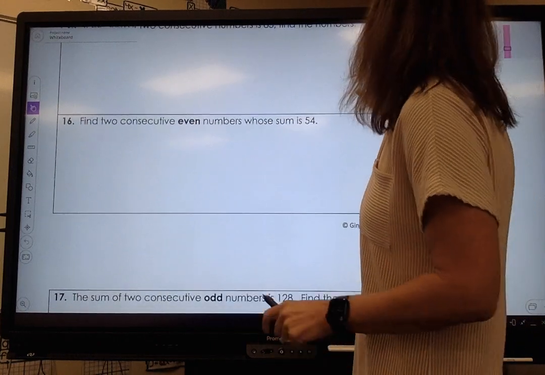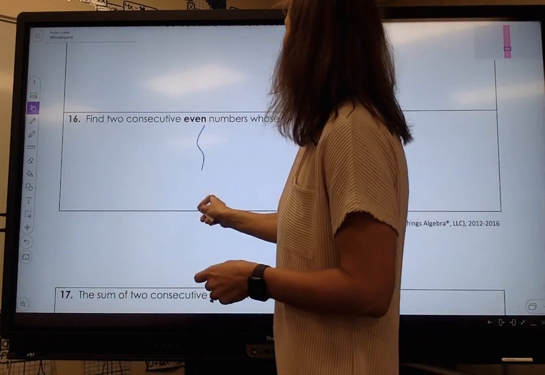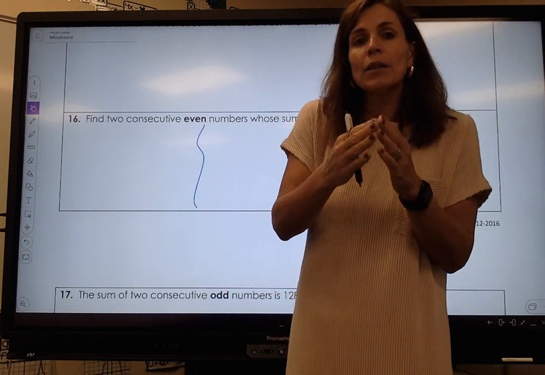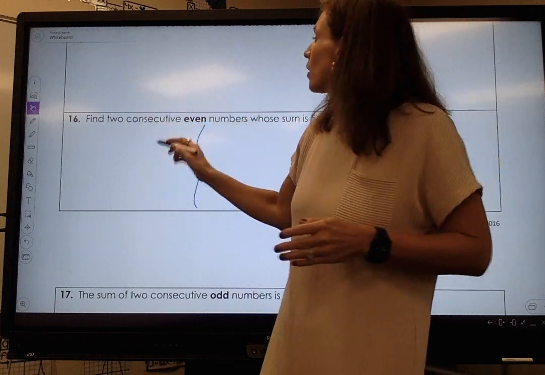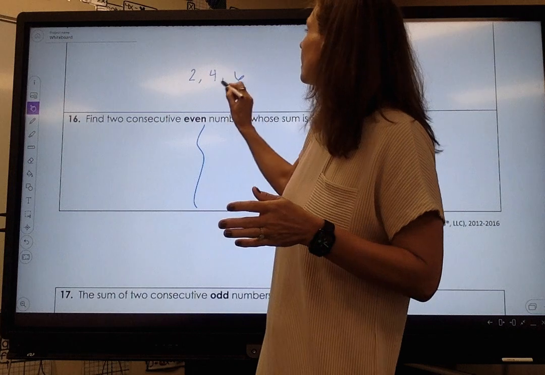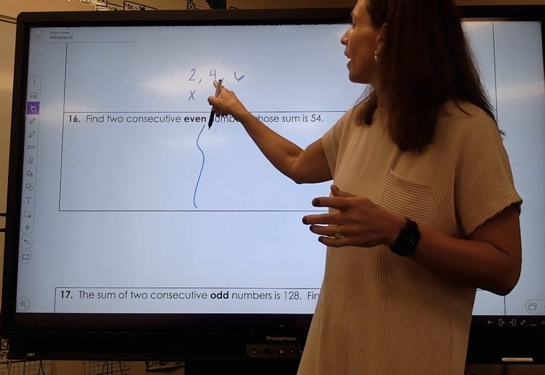Let's do 16. It says two consecutive even numbers whose sum is 54. So consecutive even means we're going to skip one, right? For example, if you have 2, and the next ones are 4 and 6, here's my original number. How did you get to 4?